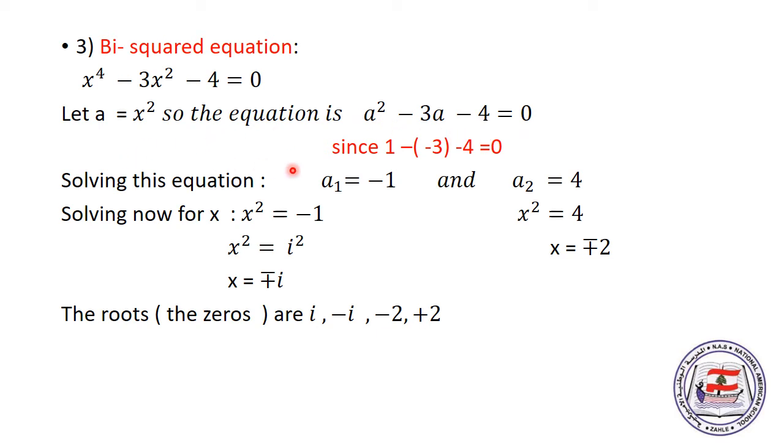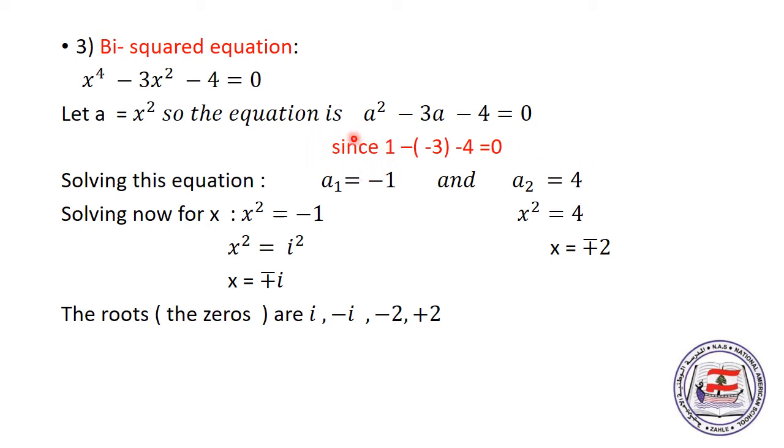It's a second degree equation, or a quadratic equation, with evident roots, since we have 1 minus (minus 3) minus 4 is equal to 0. So the sum of the first and the last coefficient with the difference of the second coefficient is equal to 0. So we have evident roots a1 is equal to negative 1, a2 is equal to 4.